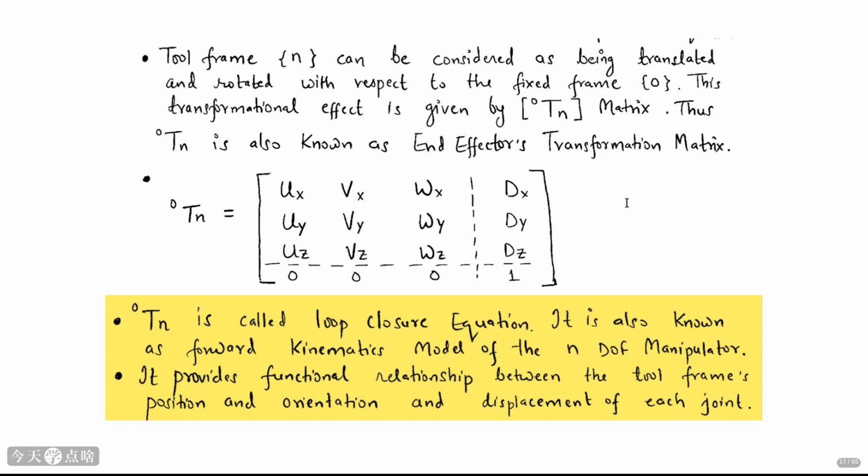The diagram shows the general structure of this matrix. The elements ux, vx, wx, etc. represent the direction cosines of the end effector axes relative to the base frame. dx, dy, dz are the coordinates of the end effector's origin relative to the base frame. This matrix is the output of the forward kinematics calculation.